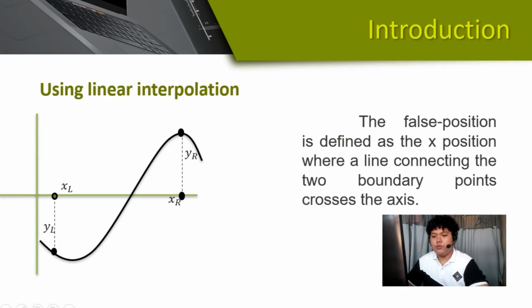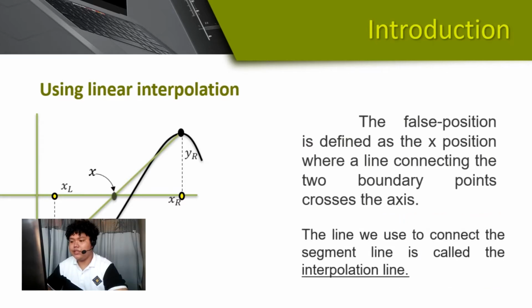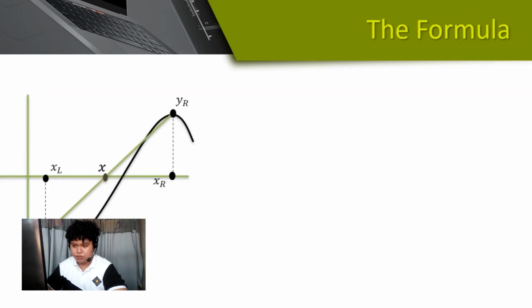For a better understanding, here is a figure. In this figure, we have our left limit and our right limit, and these are our function values. What we need to do is connect the function values at the right limit and the left limit with a straight line. Again, the point where the line and the x-axis meet is the new value of our x. The line we use to connect them is called the interpolation line. If the limits are not given, we have to guess two initial values such that the function values will result in a negative and a positive value.